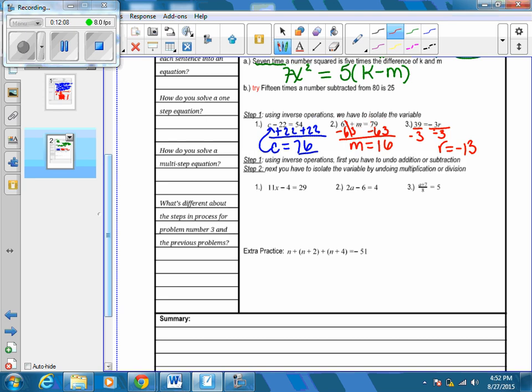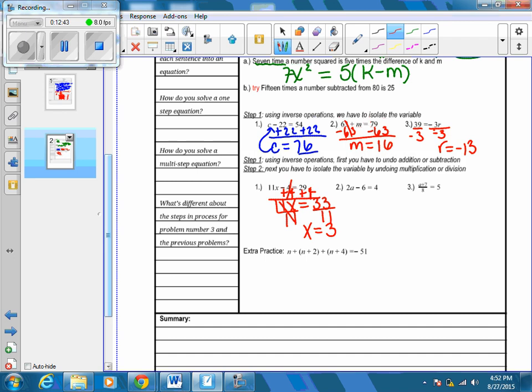So if I look at number 1, 4 is being subtracted from 11x. So to undo that, I have to add 4 to both sides. Okay, so I have 11x equals, because this cancels out, 29 plus 4 is equal to 33. So this is a simple one-step equation now. 11x equals 33. 11 is being multiplied by x, so to undo that, I have to divide by 11 on both sides. And x is going to be equal to 3.